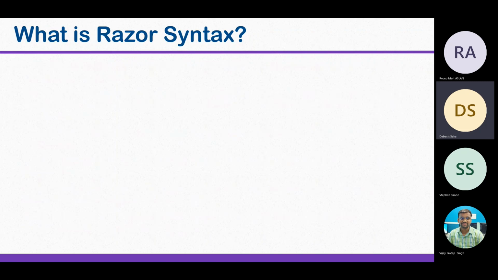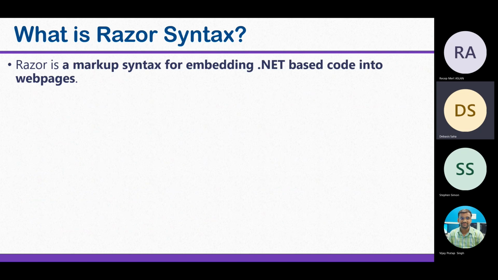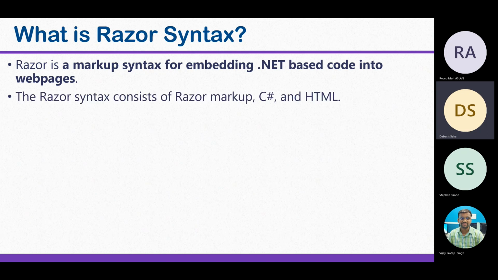Before looking at some practical examples, we first need to understand what Razor syntax is and how we can use it. Razor is basically a markup syntax, which is embedded in the .NET framework and based on web page code. By using Razor syntax, we can simply design a web page, and when this code is executed in the browser, the entire Razor syntax is translated into HTML and loaded as HTML code in the browser.